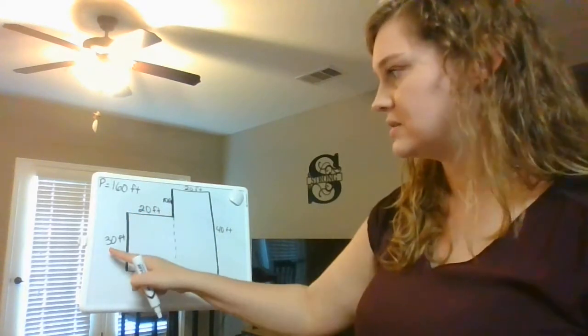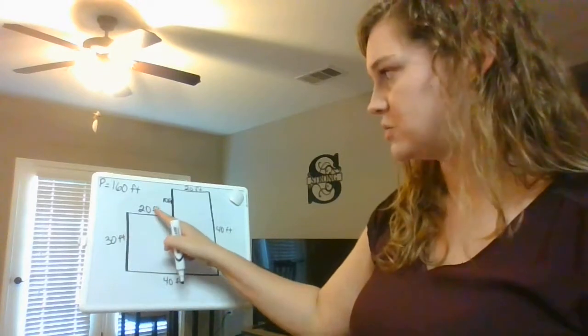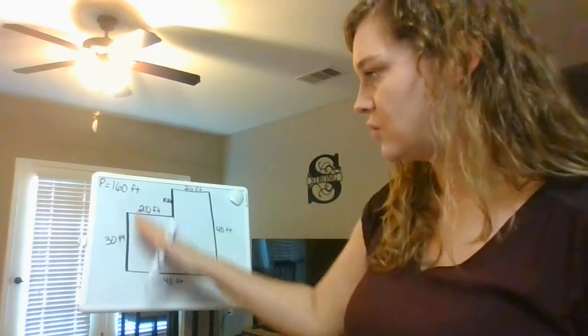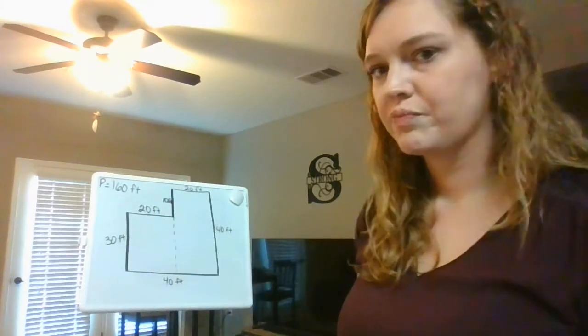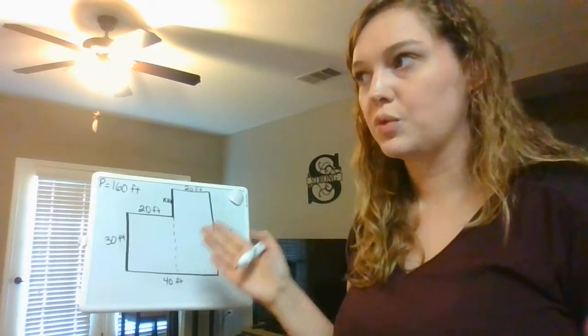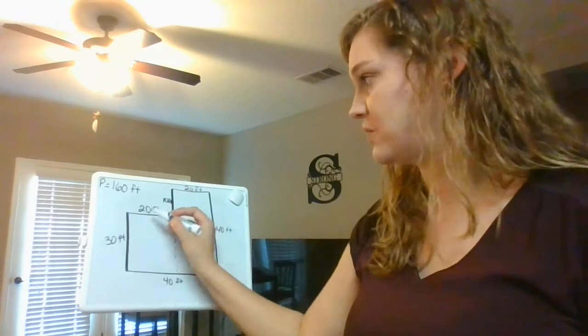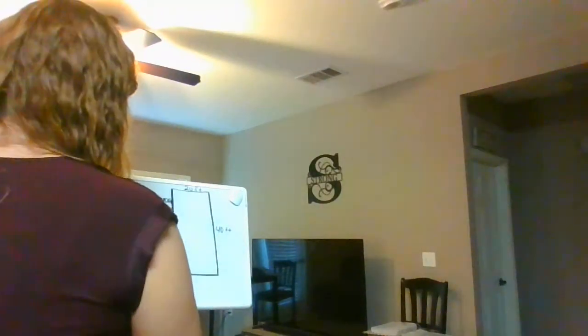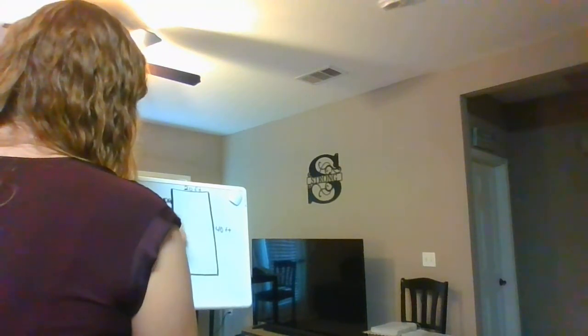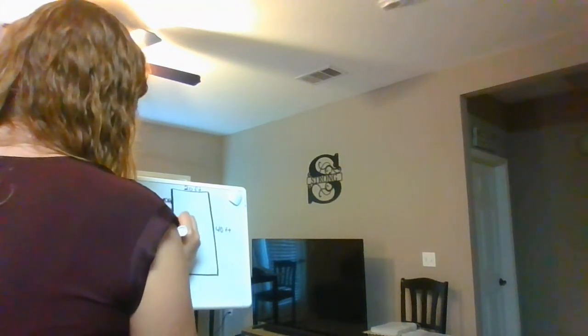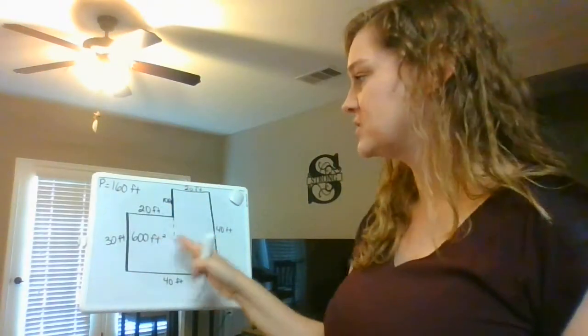So the area is, we have to multiply, remember, 30 times 20. So the area of this rectangle is 30 times 20. Well, 3 times 2 is 6. We just need to put 2 zeros on the end of it because we've got 2 zeros right here. So that would be 600 feet squared. That's the area of this rectangle.